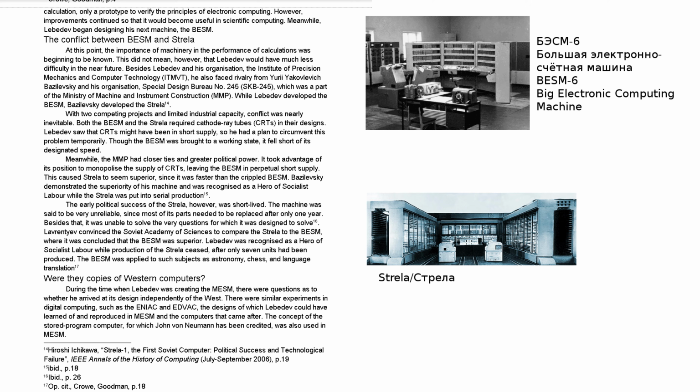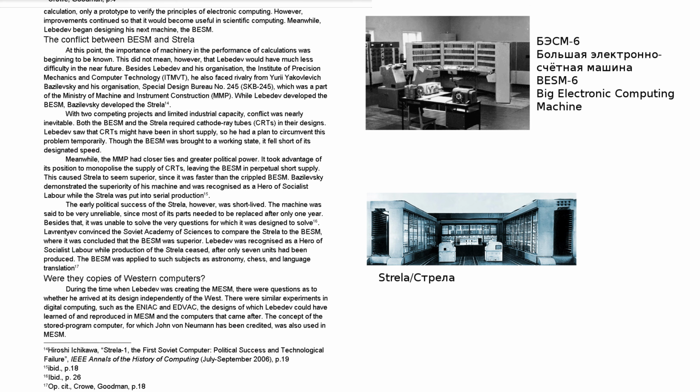While Lebedev developed the BESM, Basilevsky developed the Strela. With 2 competing projects and limited industrial capacity, conflict was nearly inevitable. Both the BESM and the Strela required cathode ray tubes in their designs. Lebedev saw that CRTs might have been in short supply, so he had a plan to circumvent this problem temporarily.